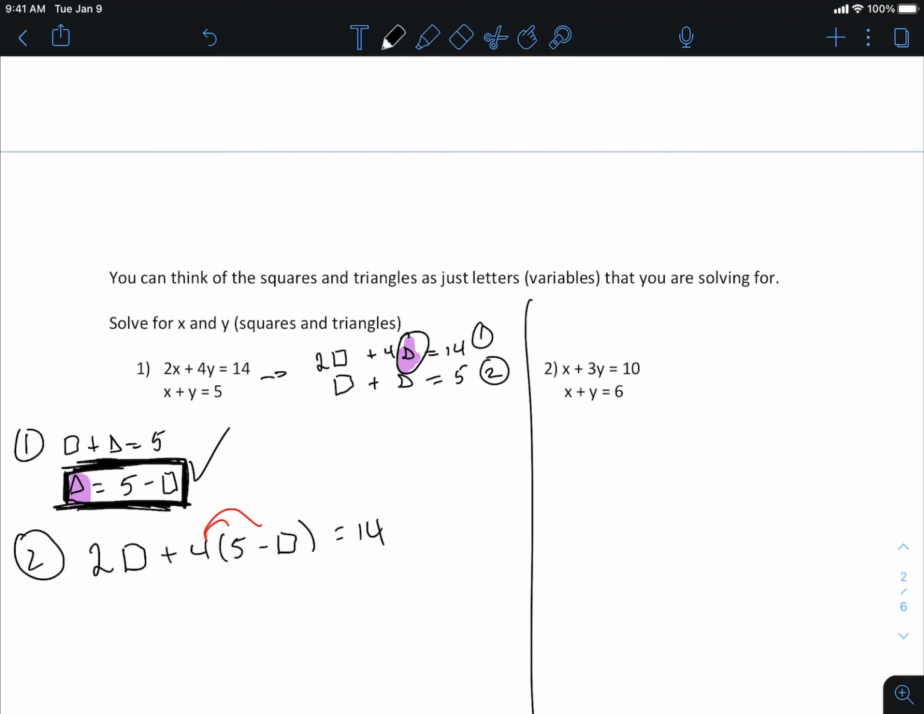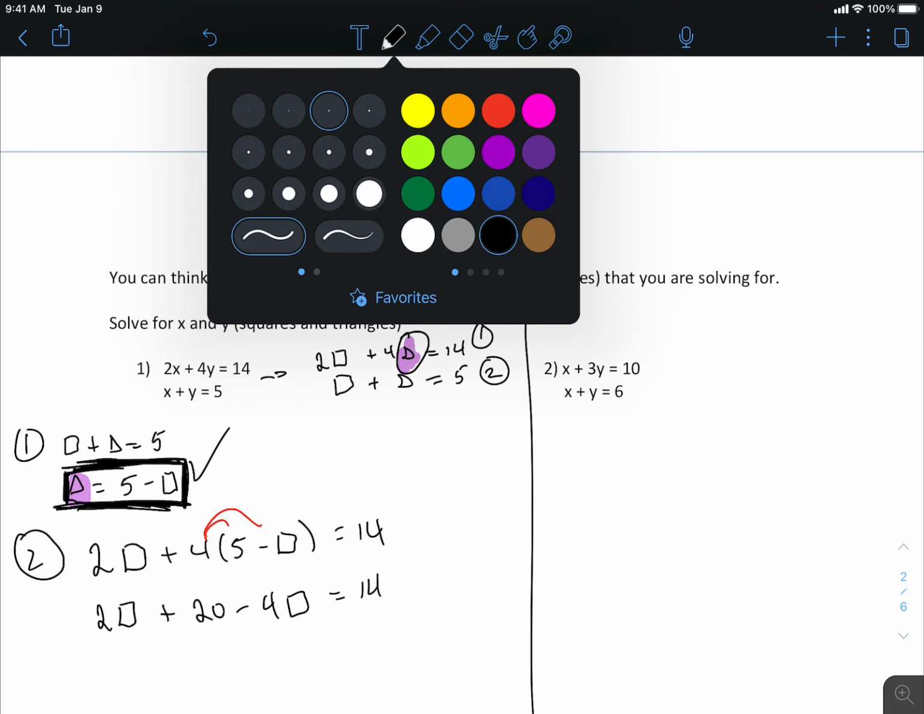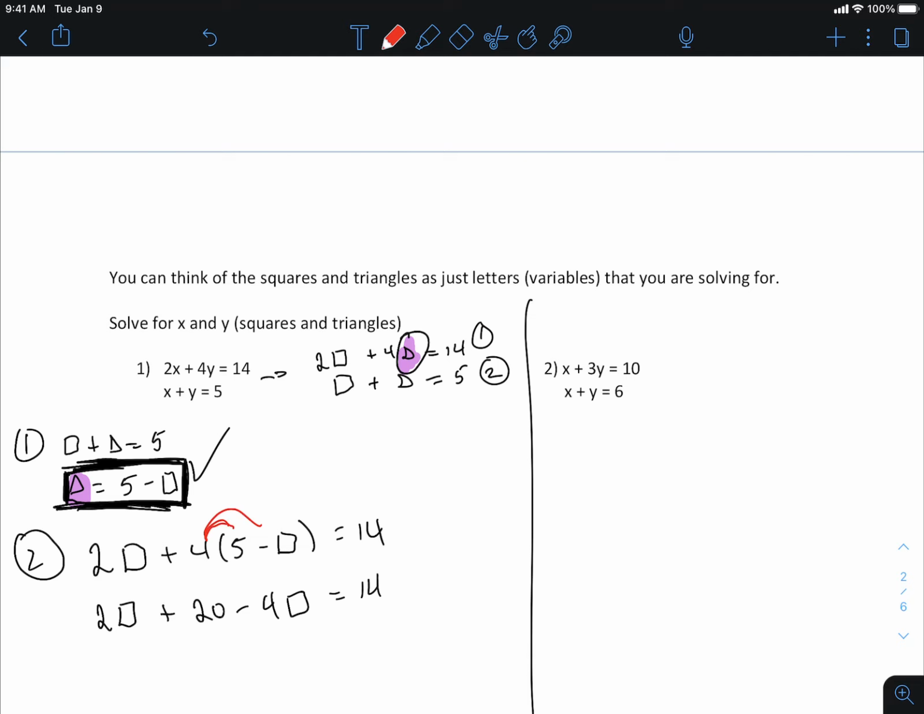So we're going to go, okay, well, 2 square, and then I'm just going to do the 2 red pieces that I've drawn there, the distribution or the table method, right? 20 minus 4 squares has to equal 14. Okay, this is from 4 times 5 is 20, and the 4 times a negative square is minus 4 squares. That's where that came from. The 2 square just carried down, and the 14 just carried down. So all I've done is expanded out the bracket, or gotten rid of those brackets.